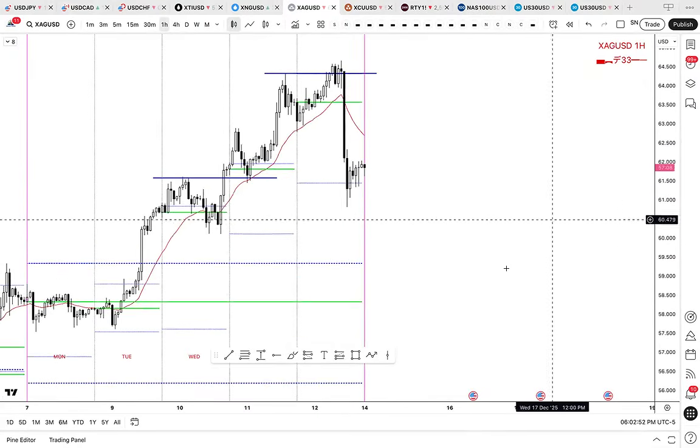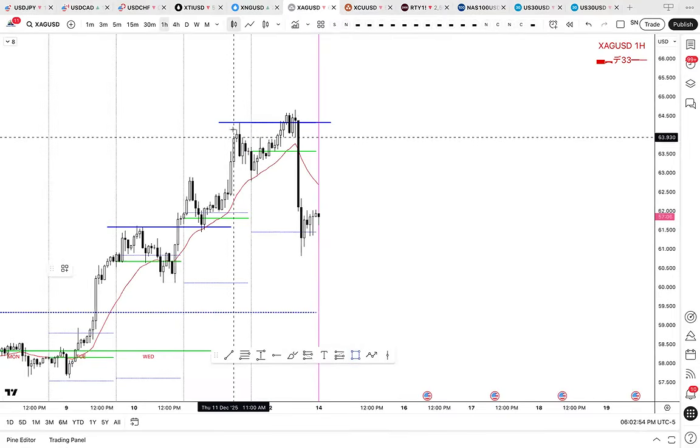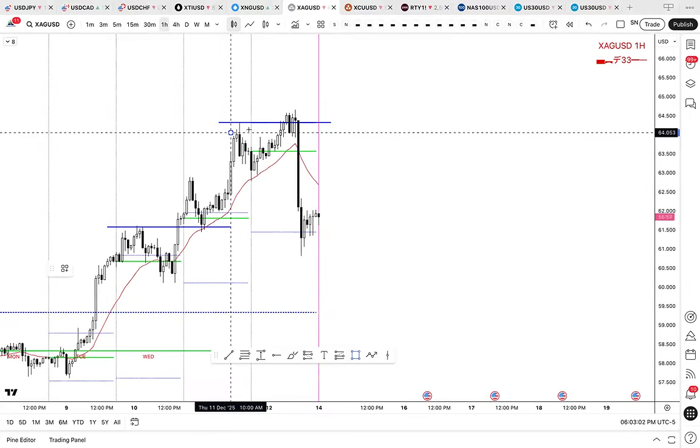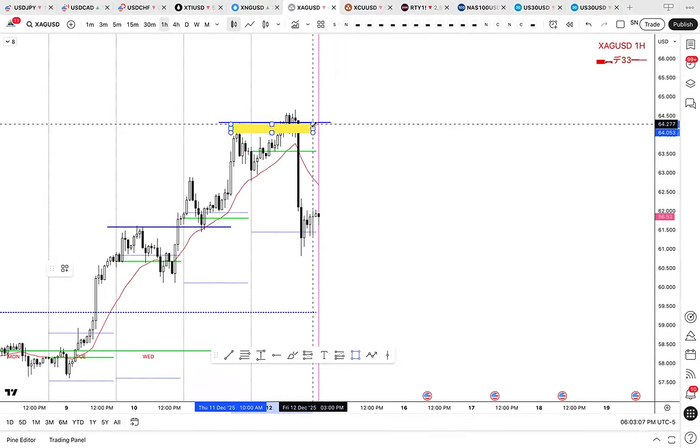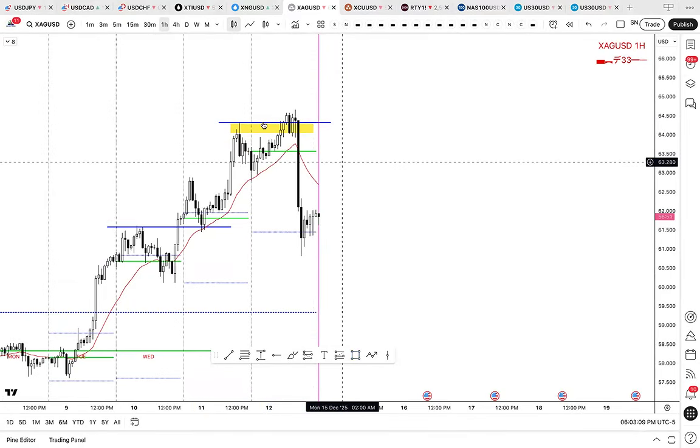I like to use the 1 hour time frame. I think it's a very precise time frame to identify peak formations. What are peak formations? Once again, they're just swing highs and swing lows. The easiest way to identify these are the pins.